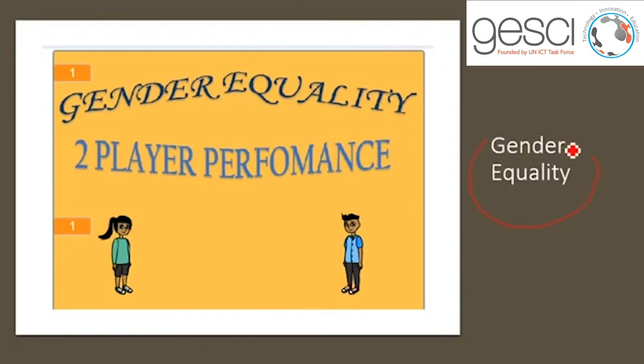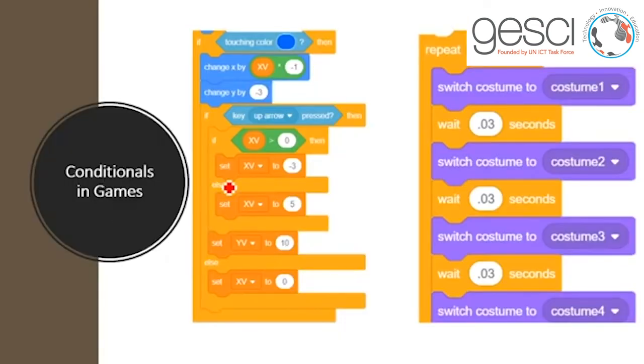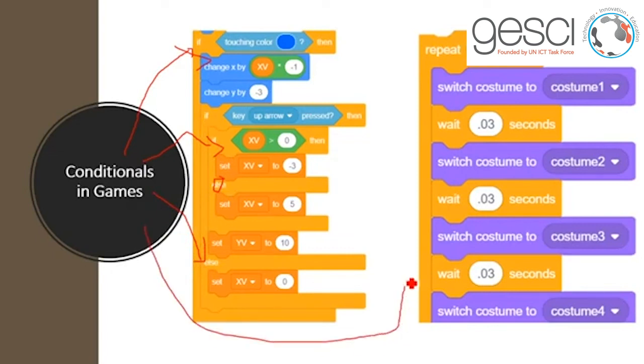When we talk about gender equality, we are talking about these two characters who have been given an equal opportunity to be able to compete in the same conditions. So when we look at the condition this time, we are looking at the if statement, if then. And then we're also looking at the if else, which has an else here. And the same thing to this other one, the if else. And then we've also been able to look at the wait and the repeat blocks.